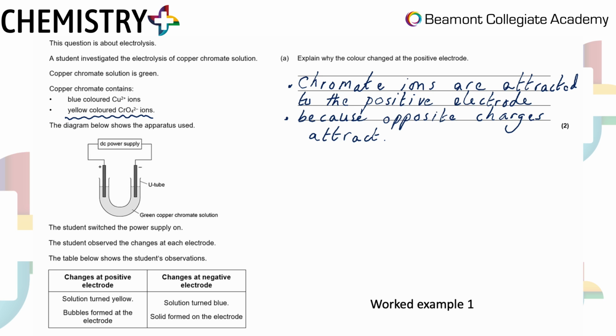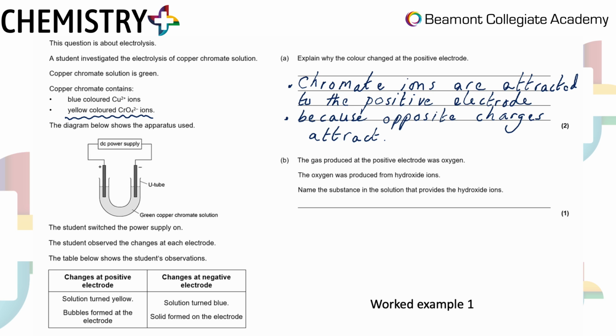2 marks. Part B. The gas produced at the positive electrode was oxygen. The oxygen was produced from hydroxide ions. Name the substance in the solution that provides hydroxide ions. Hydroxide ions are found in aqueous solutions. Aqueous solutions are water. Let's take a look at the GCSE mark scheme.